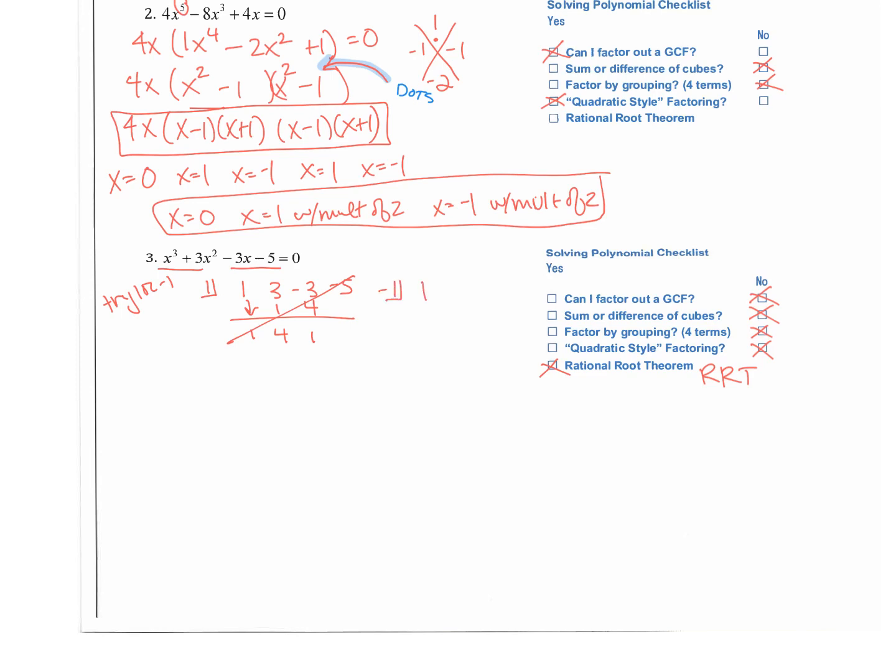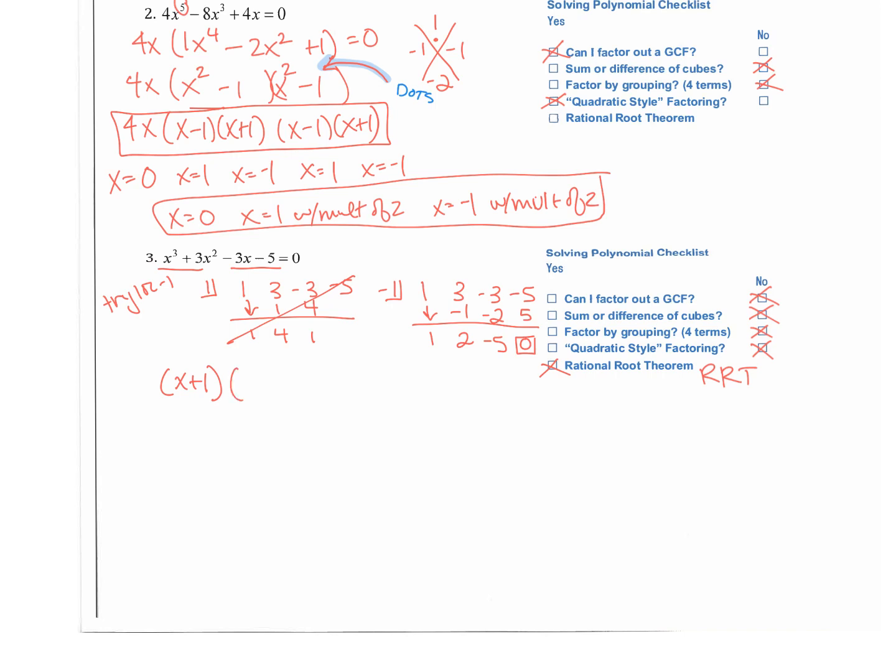Okay, my coefficients are 1, 3, negative 3, and negative 5. So let's bring down the 1 and multiply. I get negative 1. And add and get 2. And multiply and get negative 2. And add and get negative 5. And multiply and get positive 5. And I get my 0 as a remainder. So really important here: if x equals negative 1 is a root, then x plus 1 is my factor.